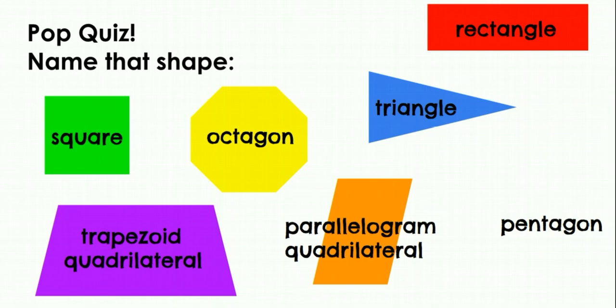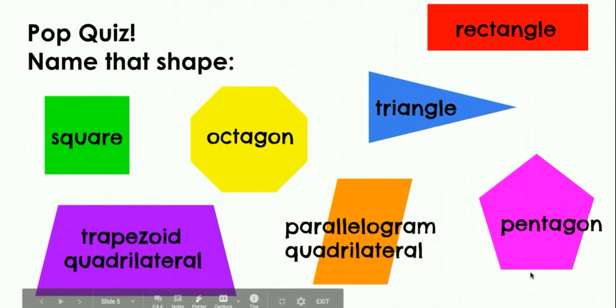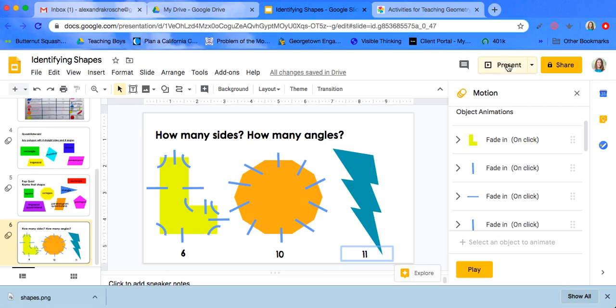And then our last one, we already have the answer. So I'm going to work backwards on this one. For a pentagon, how many sides and vertices or angles should it have? That's right. 5. 1, 2, 3, 4, 5. Way to go, second graders. Jumping back in here.